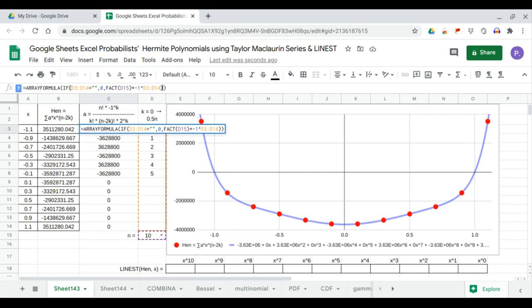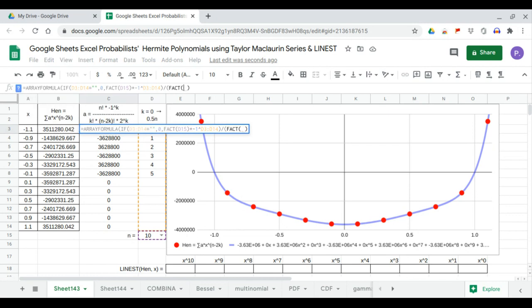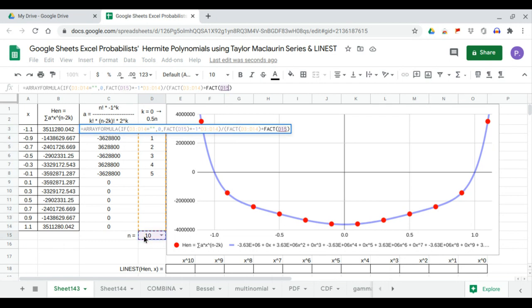We continue with the denominator. So divided by quantity, the first term, factorial k. The second term times factorial n minus 2k. So factorial n minus 2 times k. The third term is 2 to the power k.